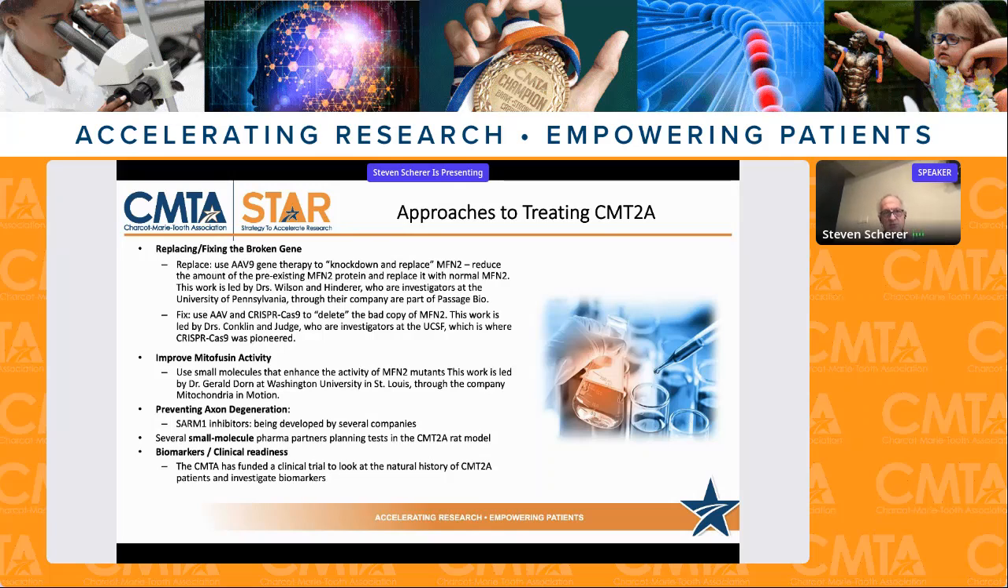That's a harder proposition to do, but not impossible. And those are technologies that are available through CRISPR-Cas9. And it's different in its design, but not different in its intent than fixing the mitofusin gene in the way that Doctors Wilson and Hinderer intend to do.